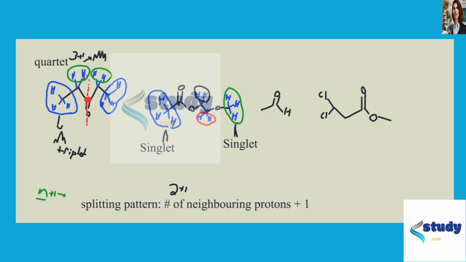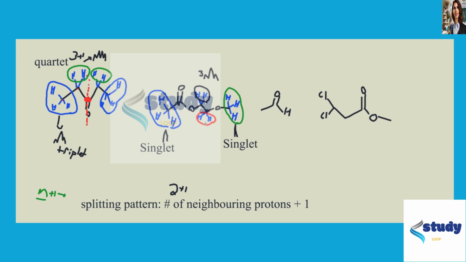But now let's look at these black protons here. These black protons are bound to the central carbon atom here. The central carbon atom is neighboring an oxygen that has no protons attached to it, but the central carbon atom is also neighboring another carbon atom that has 2 protons attached to it. So in total, we have a neighboring of 2 protons. So 2 + 1 equals 3. So we have a triplet here for these 2 black protons.